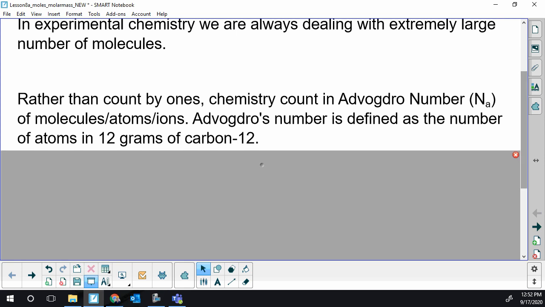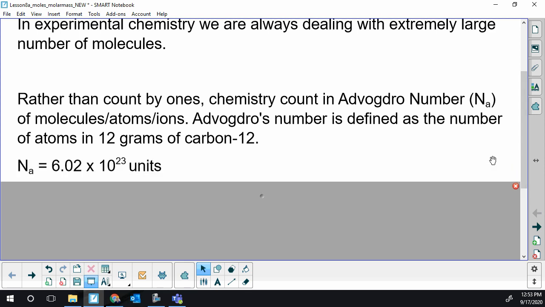Now, what Avogadro used to define what exactly a mole is going to be, he used carbon-12 for his definition. So he took 12 grams exactly of carbon-12, and he figured out how many individual carbons that was. And that number became how we defined a mole. And because Avogadro did the work, his name went with this work.